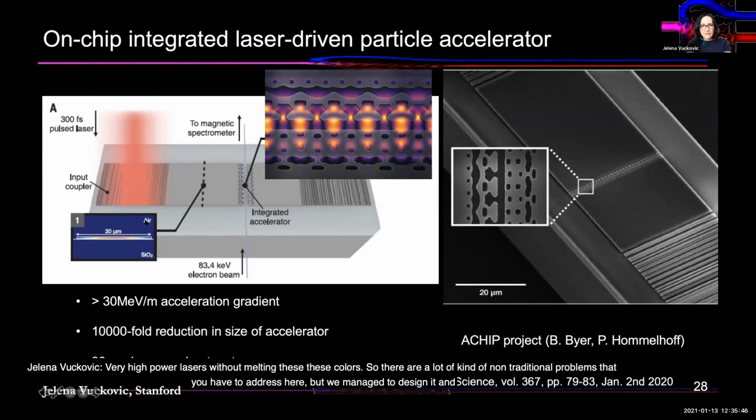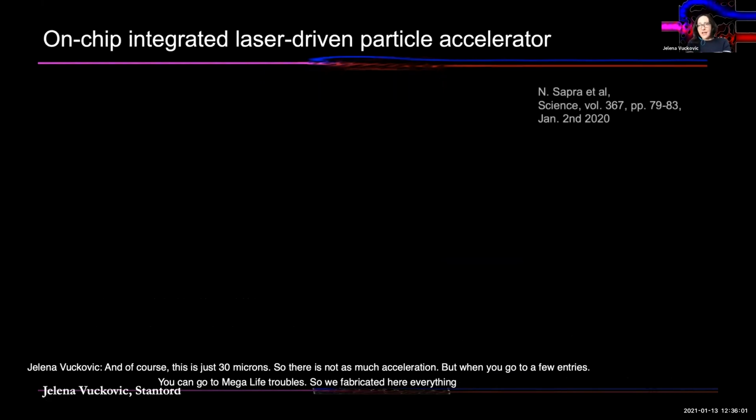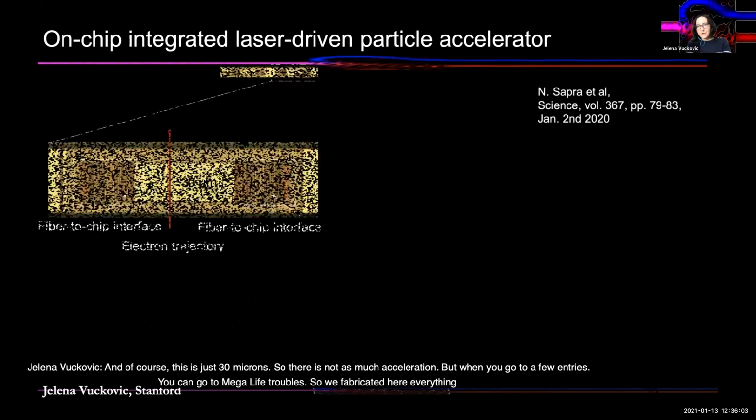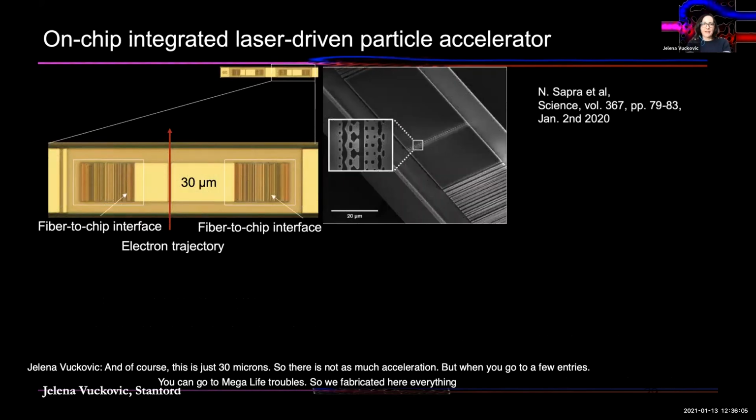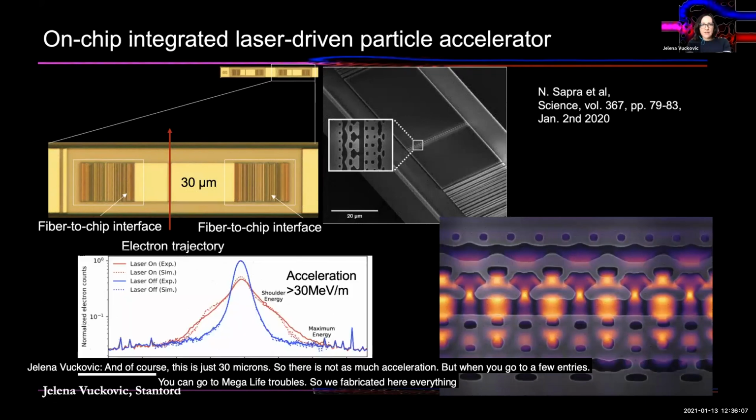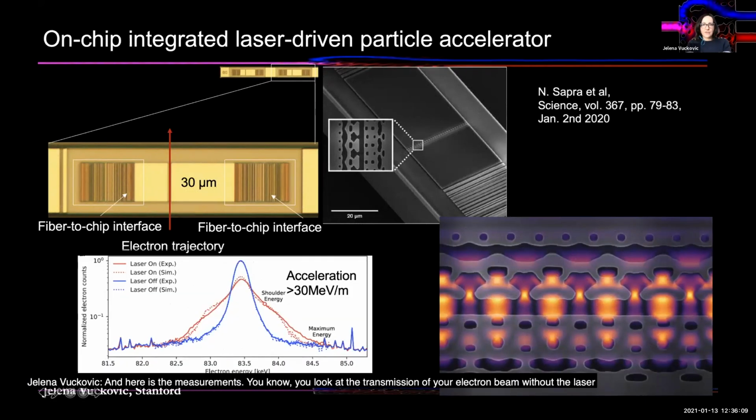But we managed to design it, and this 30 micrometer long stage basically provides the same acceleration gradient as some of the state-of-the-art accelerators, 30 mega electron volts per meter. And of course, this is just 30 microns, so there is not as much acceleration, but when you go to a few inches, you can go to mega electron volts. So we fabricated here everything, and here is the measurement.